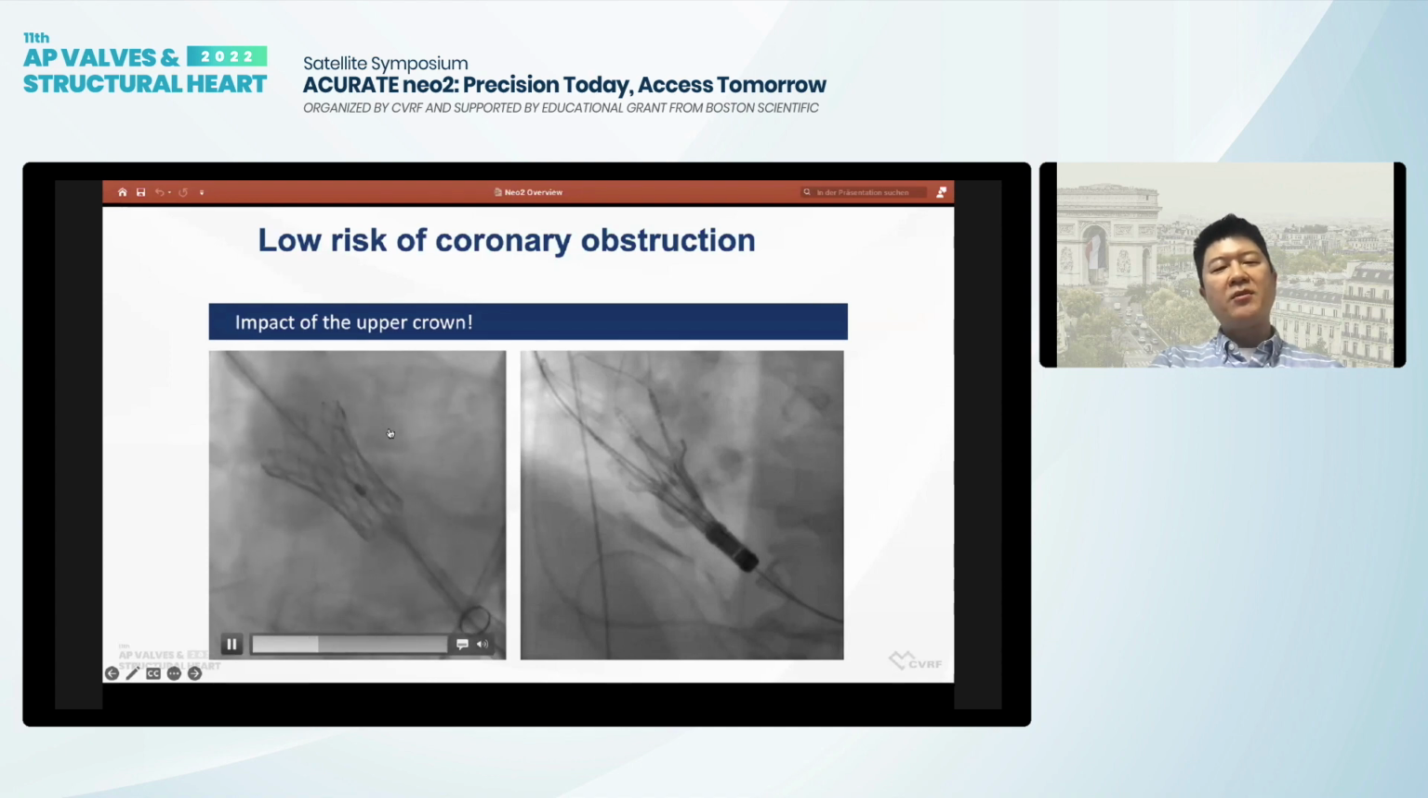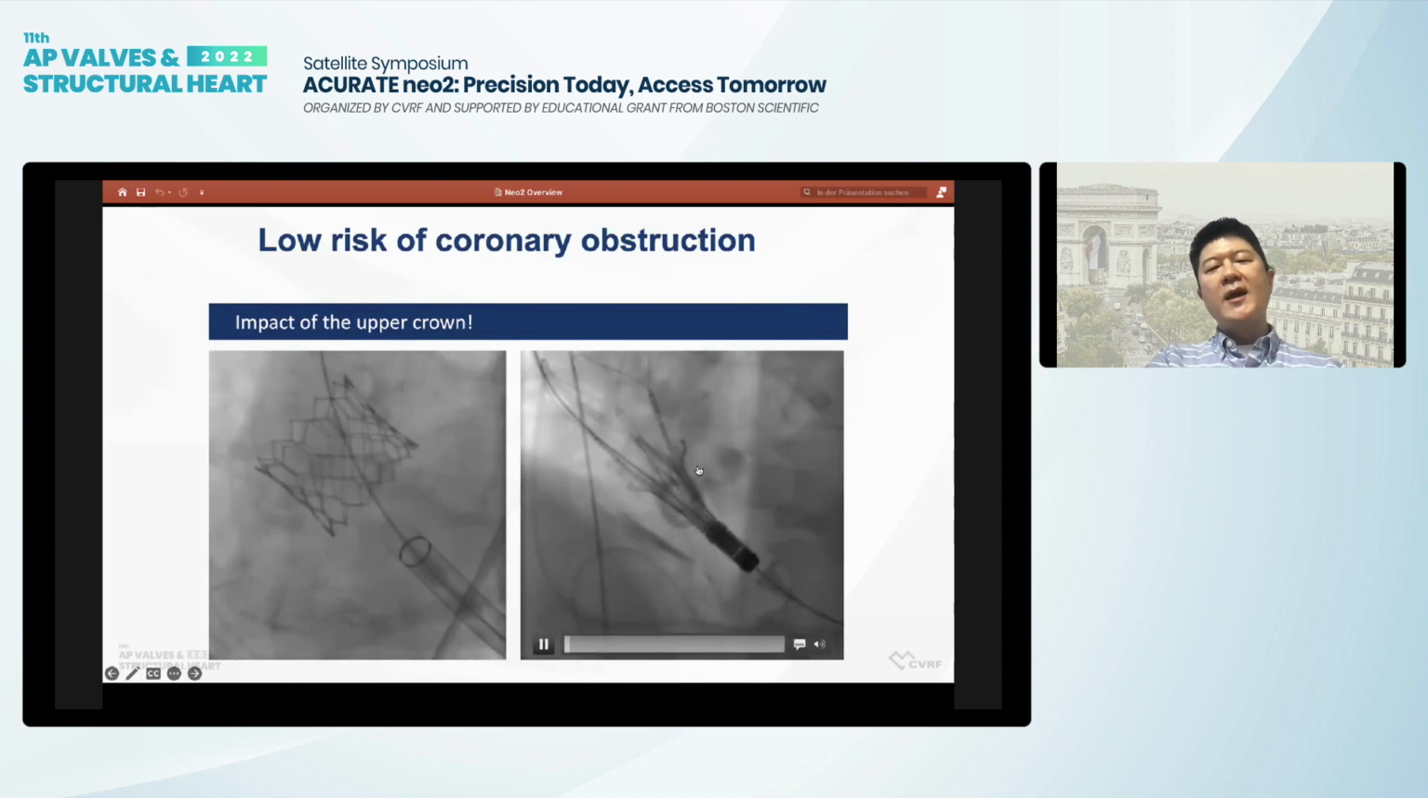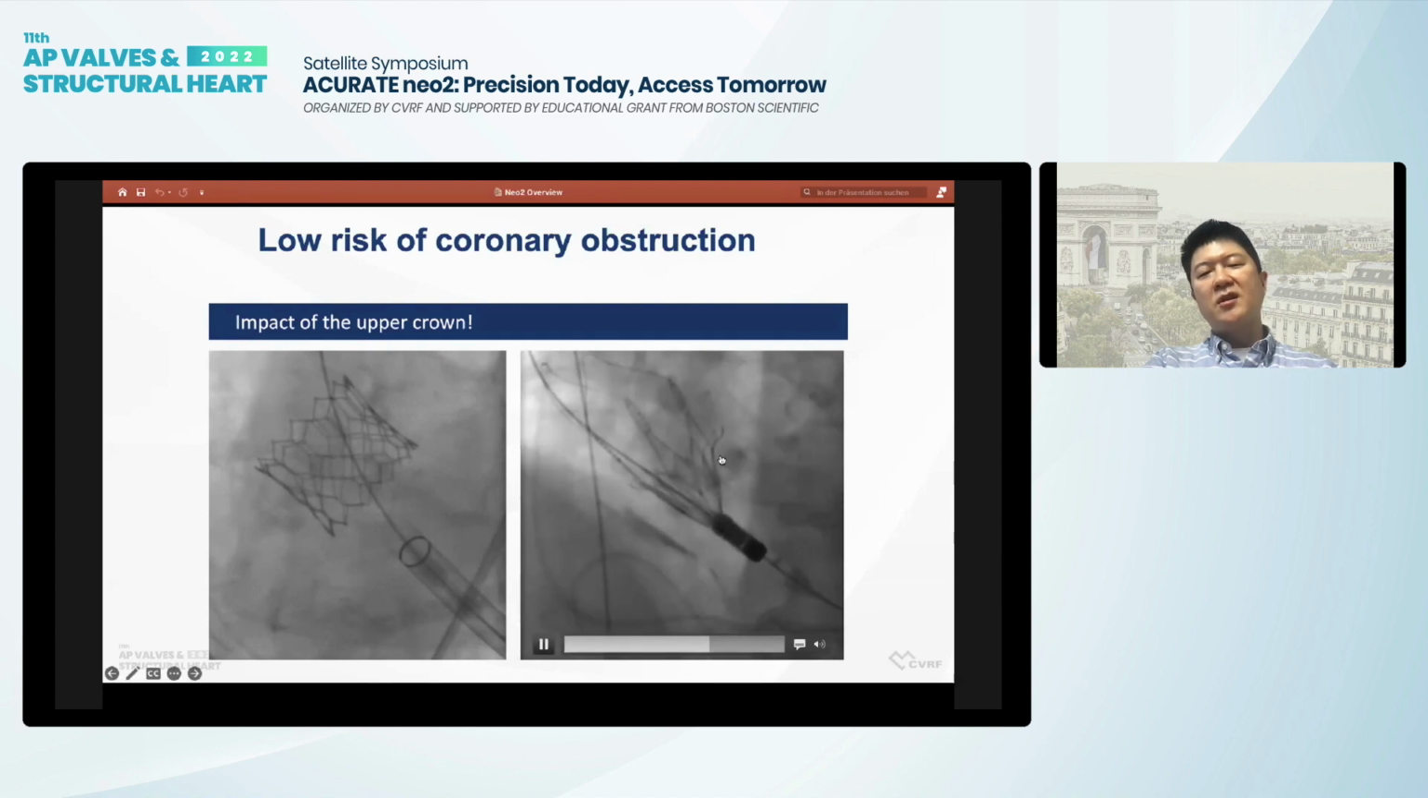You can see what happens when you implant the Sapien. You might appreciate, I don't know whether you can see clearly on the monitor, what happens with the calcium. This is usually being pressed just in front of the coronary ostia, and please appreciate what happens with the calcium when you implant the ACURATE Neo. The upper crown, as you can see here, really covers the native leaflets and enables a better clearance to the coronary arteries.